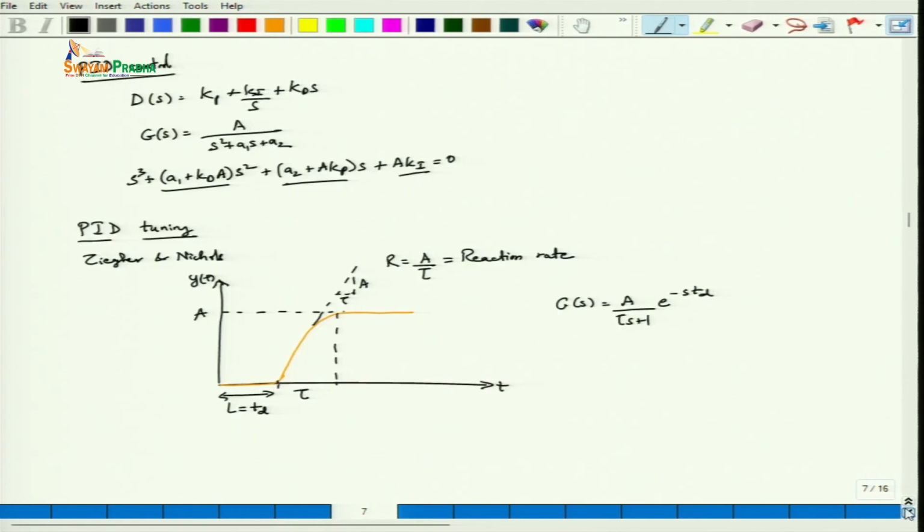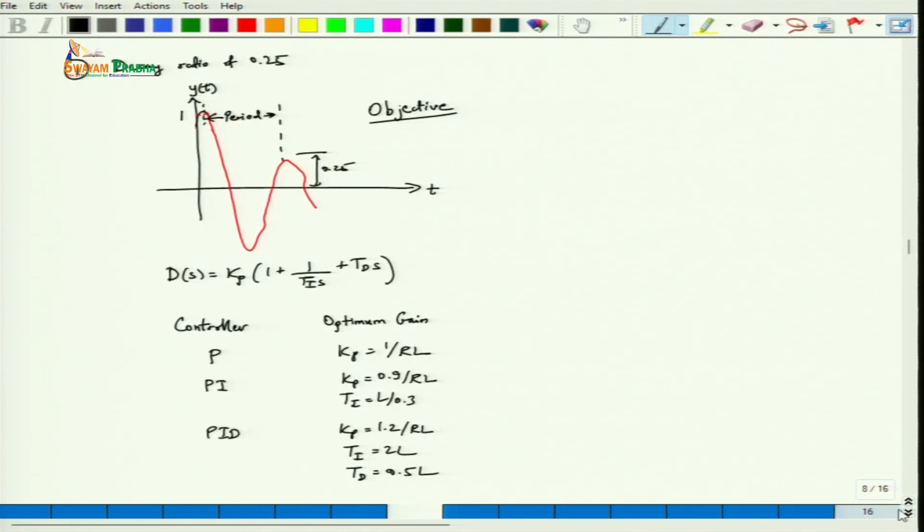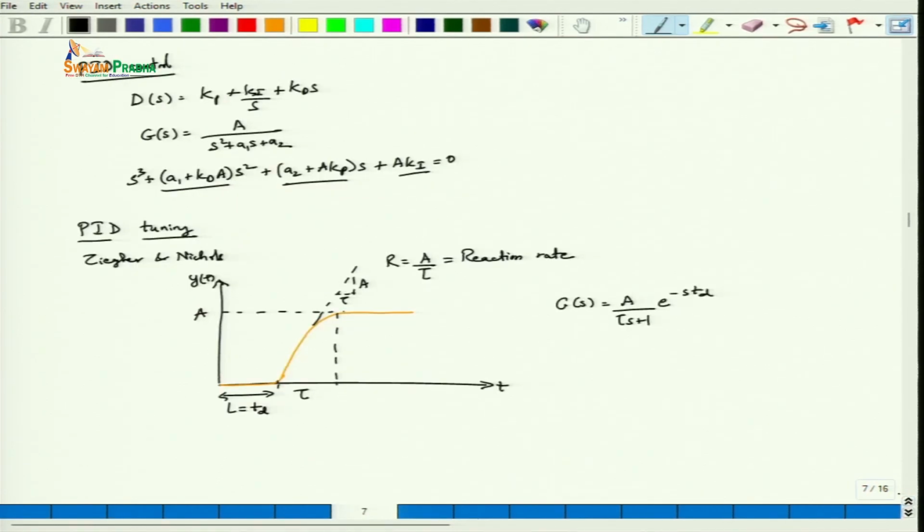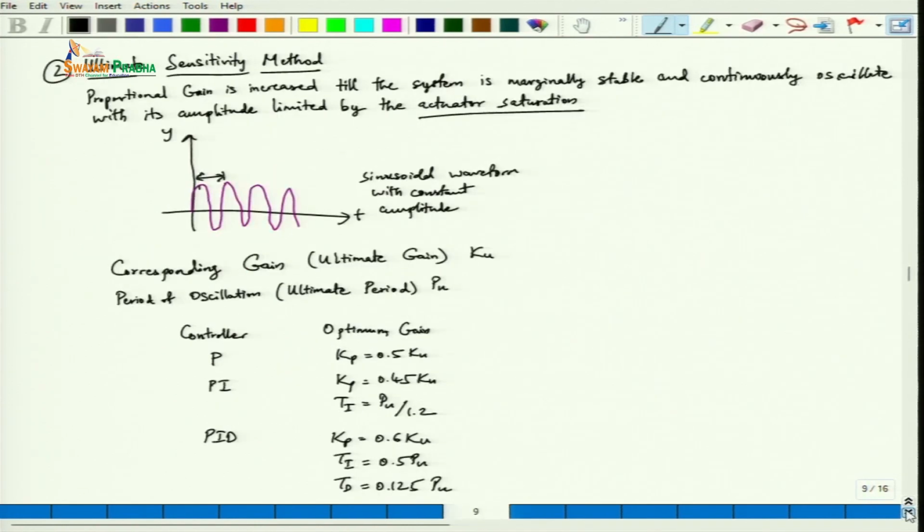And finally we focused on PID tuning, and we did two methods, that is one with the objective of decay ratio of 0.25, and this was applied to a simple first order system with a time delay, and the second one is the ultimate sensitivity method.